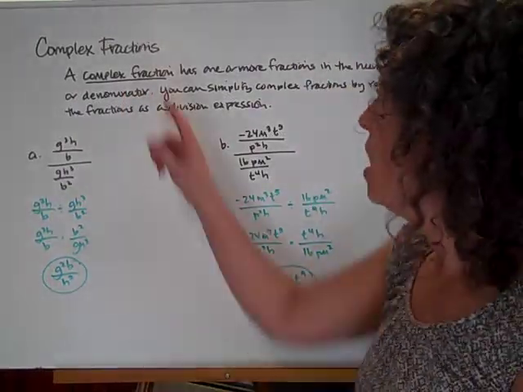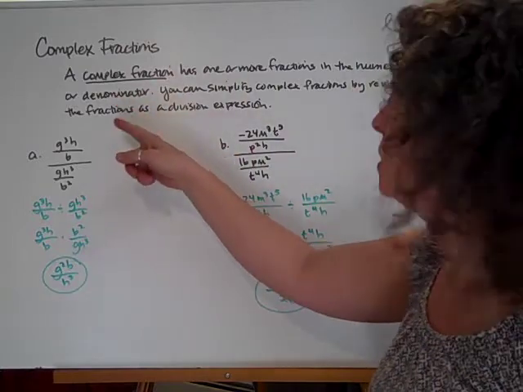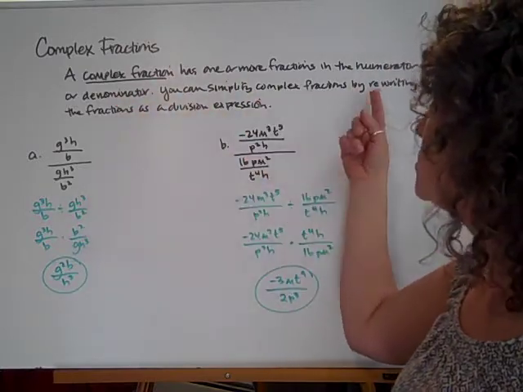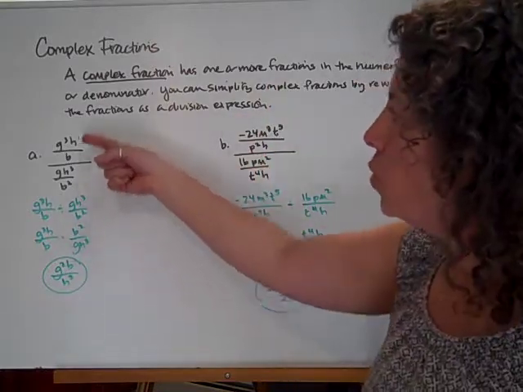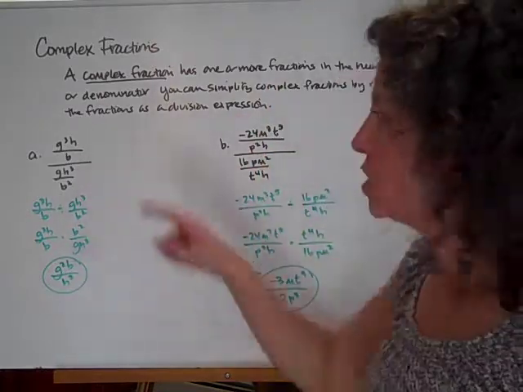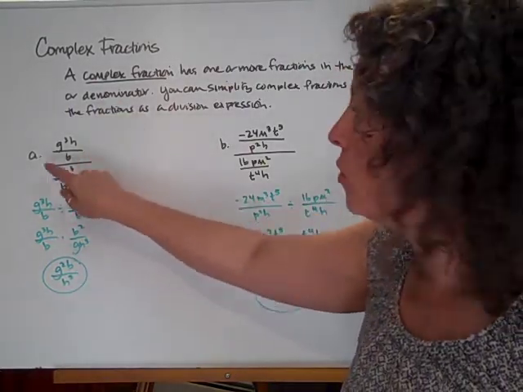Complex fractions. A complex fraction has one or more fractions in the numerator or denominator. You can simplify complex fractions by rewriting the fractions as a division expression. So what we're looking at when we see a complex fraction is a fraction within the numerator or the denominator or both of a fraction.